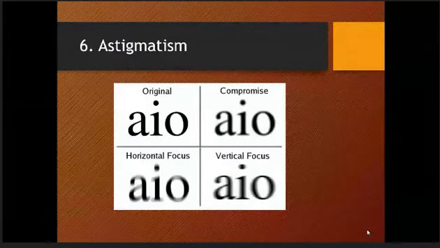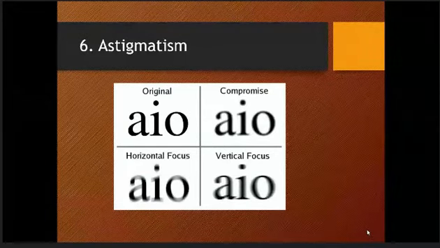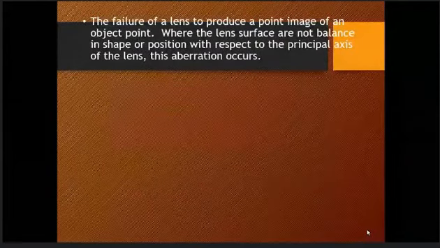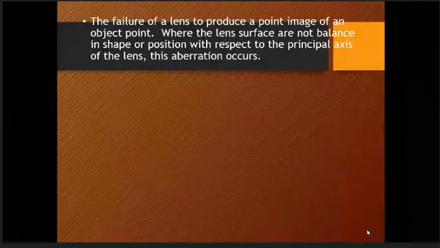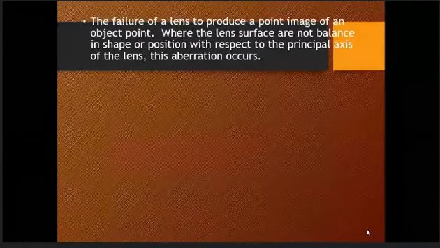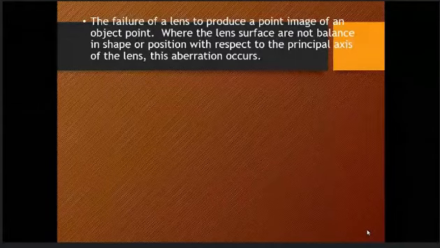Then astigmatism. This astigmatism nag-blurred. No, nag-blurred. Dili na kay klaro. That is astigmatism. The failure of the lens to focus a point of image of an object point. So that is the problem. That is the problem. Okay?